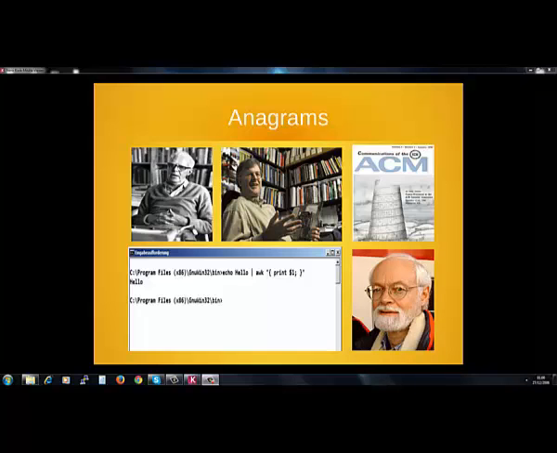In 1984, the subject was further reopened by A. K. Dewdney in his column Computer Recreations in Scientific American, where he described the extension of the method of the signature to the generation of anagrams created on full sentences.